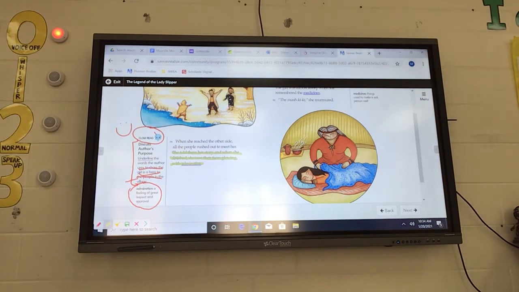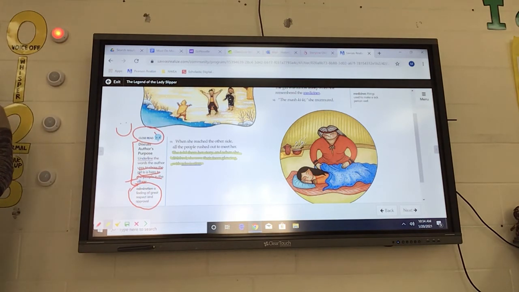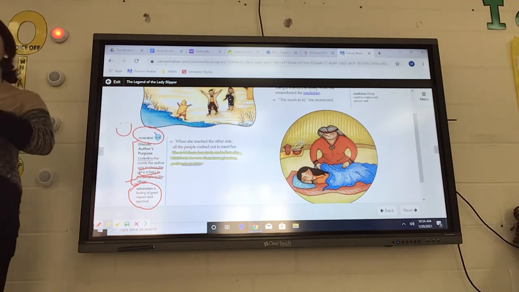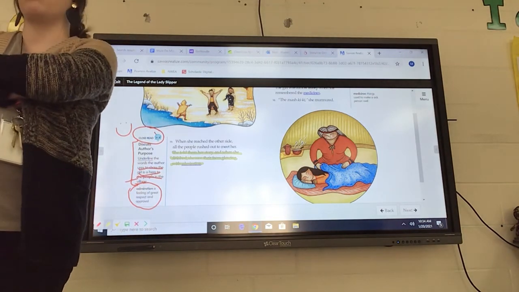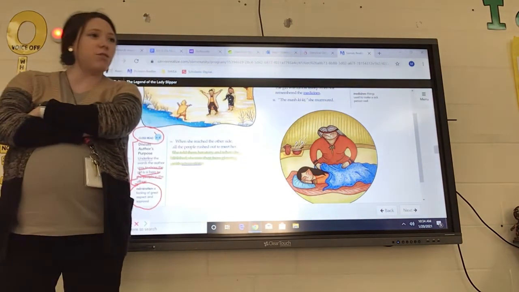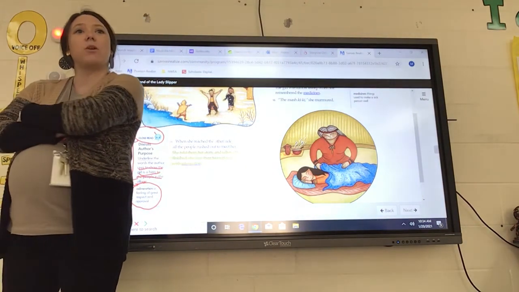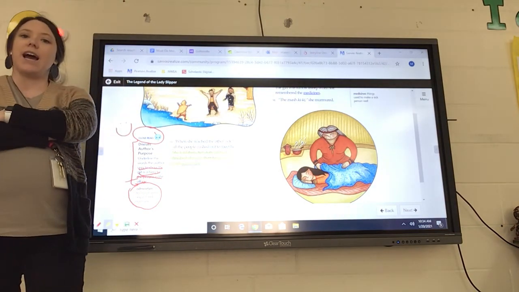The author's purpose. What do we think the author's purpose is in this story? Are they trying to persuade us to do something? Are they like, you should do this because? No. Are they giving us facts? Is it about like polar bears or penguins or something informational? So what's left? What are they trying to do in this story? Everybody. Entertain. Yeah, it's just a story.